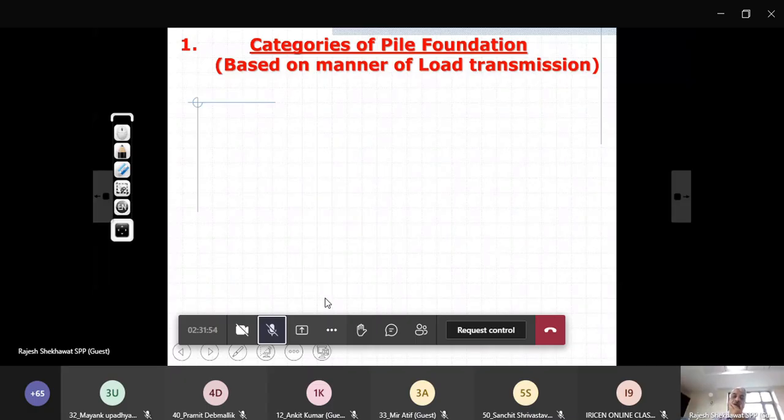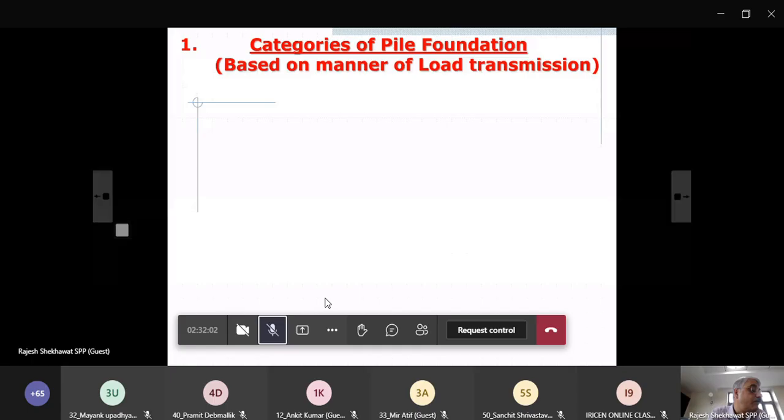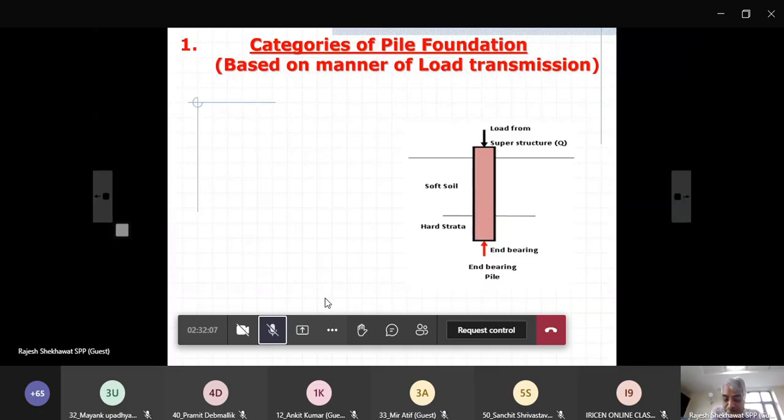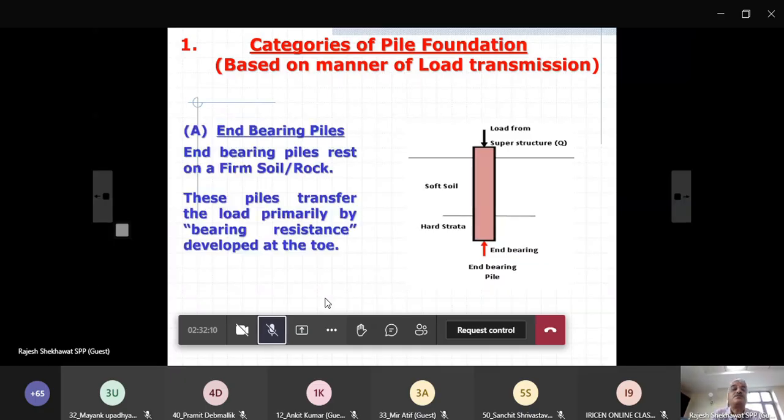Now, depending on the manner in which the piles transmit the load, they can be divided into three categories. What are those categories? One is end bearing pile, where the load from the top or from the superstructure goes through the pile, rests at a hard stratum, and is resisted by end bearing resistance here.